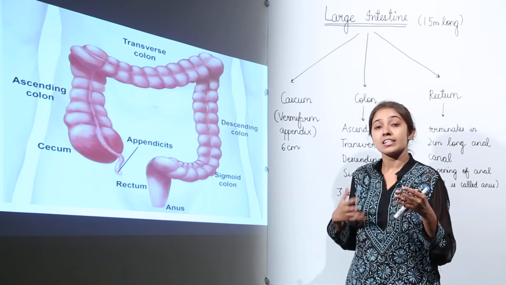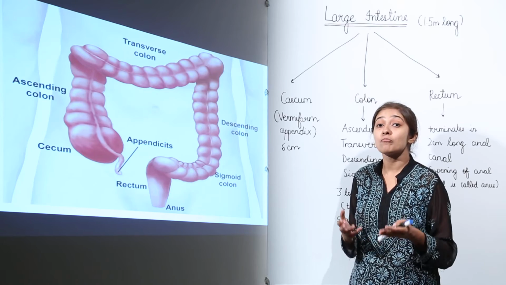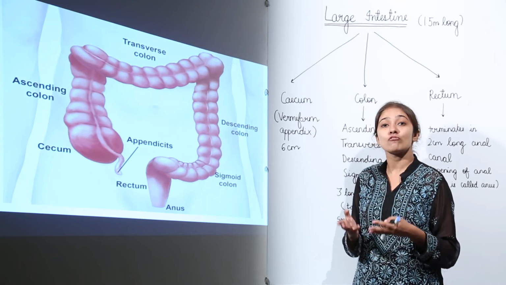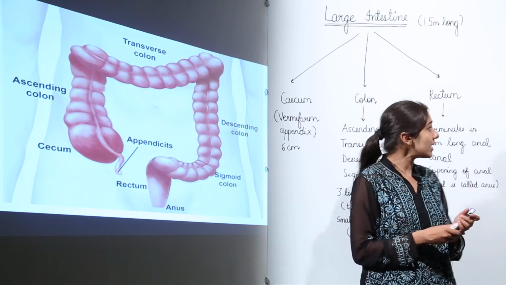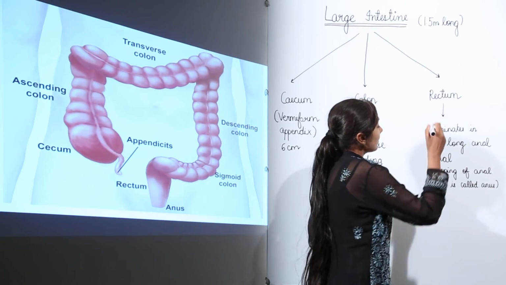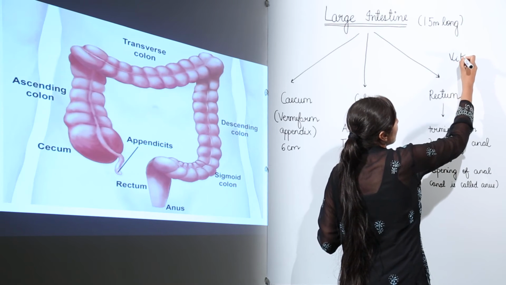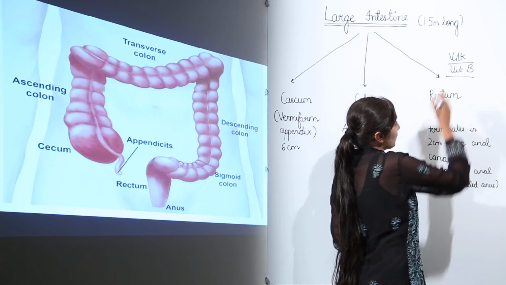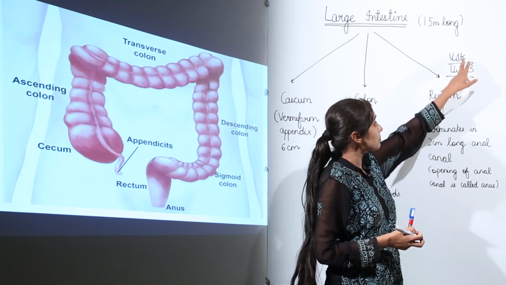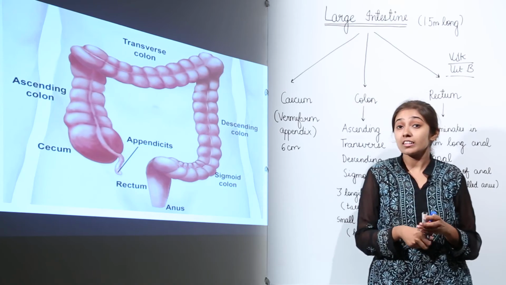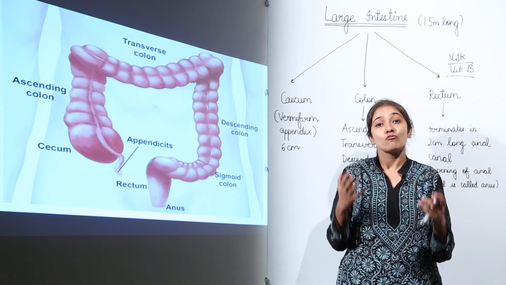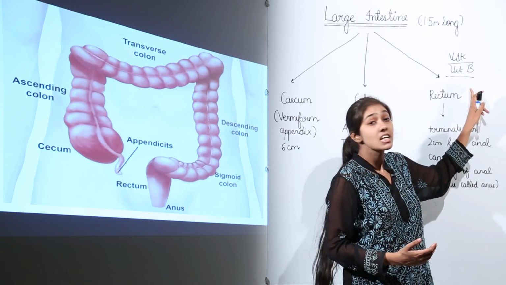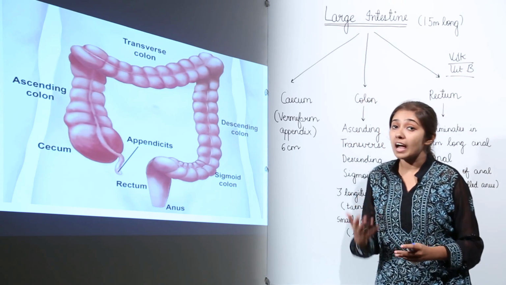The function of the large intestine is basically to absorb water and remove solid waste. Absorption of water and removal of solid waste, plus it is also said that it helps in the absorption of vitamin K and vitamin B. So what are the functions? Remember, absorption of water and removal of solid waste, plus the absorption of vitamin K and vitamin B. So this was all about the large intestine.